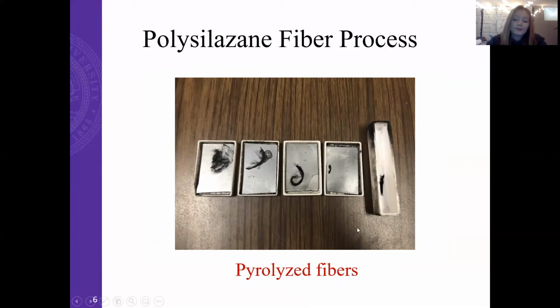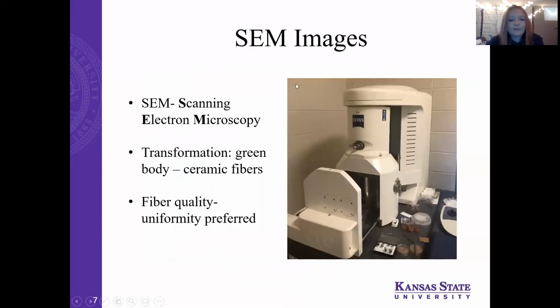And so once we've synthesized the fibers, now we can begin to analyze them. So we'll use 2 tools. First, we will use SEM, or scanning electron microscopy. And with scanning electron microscopy, we're wanting to see that physical transformation from the polymeric green body fibers to the ceramic fibers. So we're wanting to see that physical transformation, what changes occur. And then we're also looking for fiber quality. Uniformity is preferred. If we were to say make a composite with these fibers, we want to have fibers that are uniform, that have the same mechanical properties across the board.